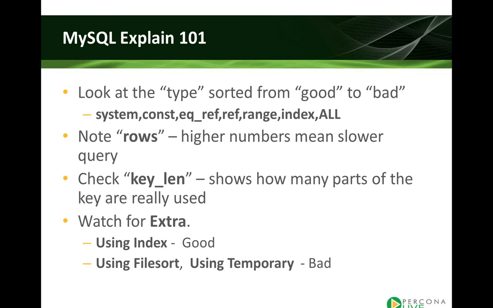First, you want to look at the type column. And in this case, you can have all kinds of different types of data access, and I would say they range from system and const, which are essentially the fastest access types for the table, to something like ALL, which is a full table scan, which is likely to be the slowest one. You also want to note the rows, and this is the number of rows MySQL expects to scan in this table.